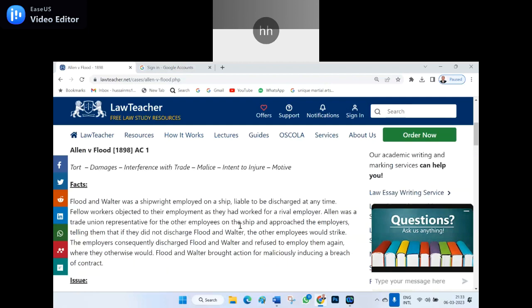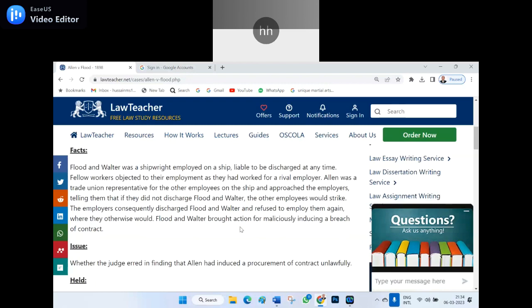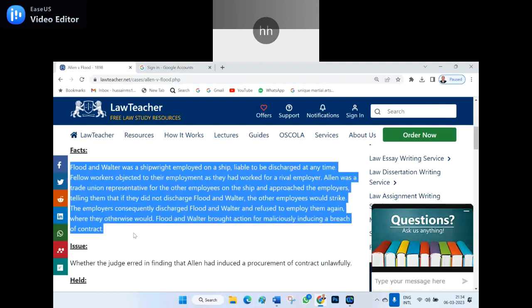If you want, you can argue whether there is malice or not, or whether there is an intent to injure the person or not. But overall, the result is a breach of a contract. That means interference with the trade or interference with the contract. Flood and Walter were shipwrights employed in the ship. Of course, I give this one in the examination. That is nothing but the facts of the case law.